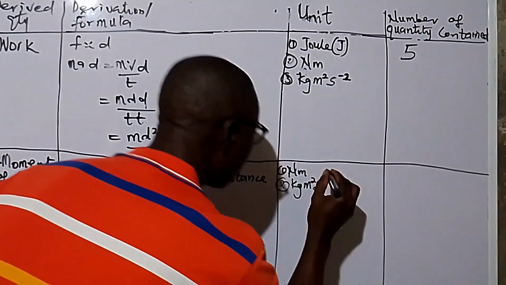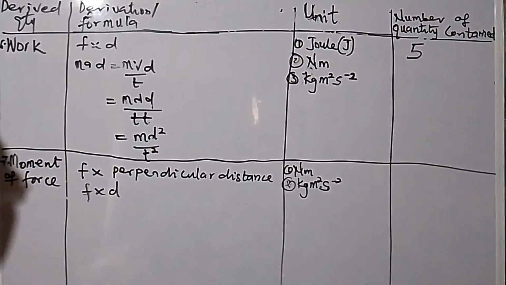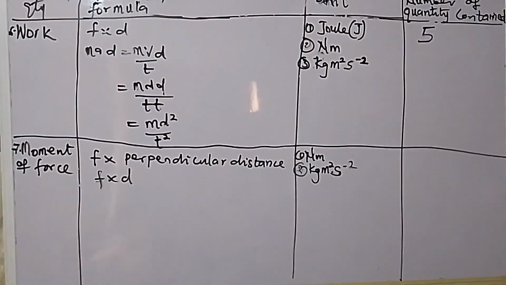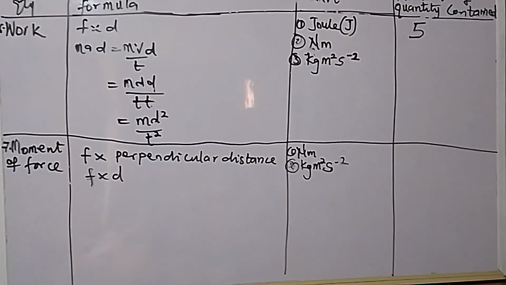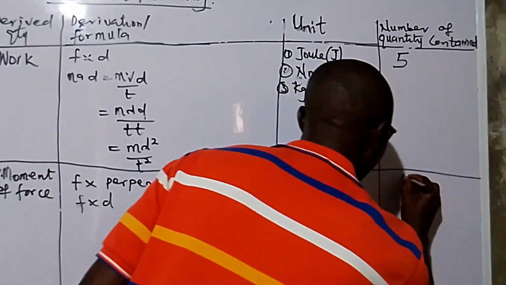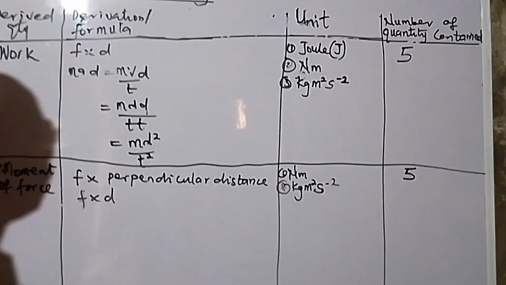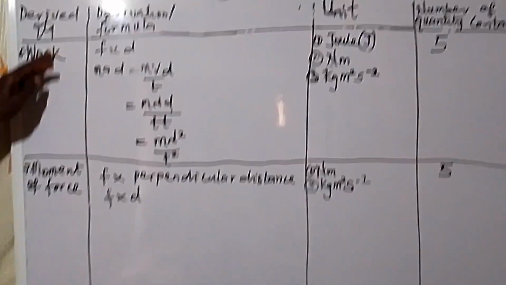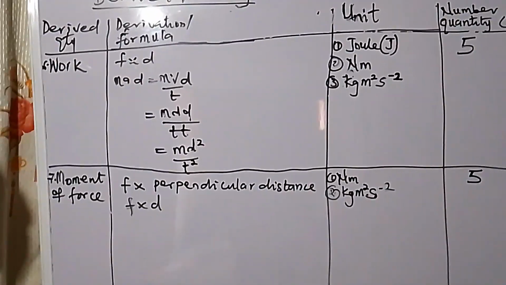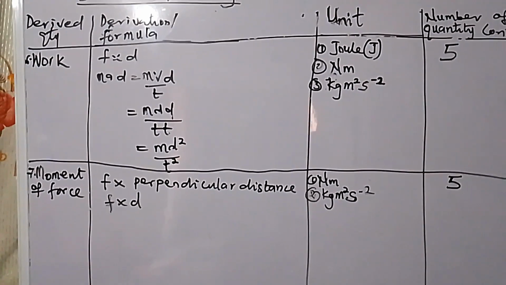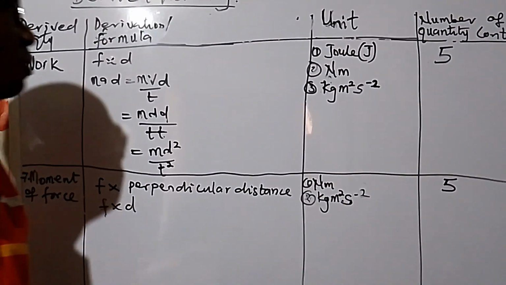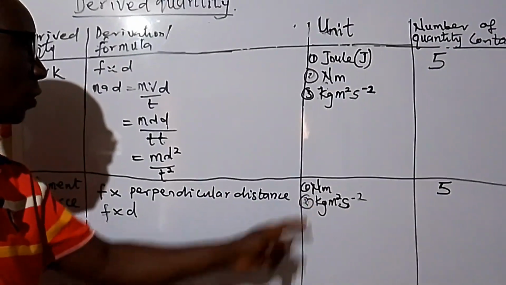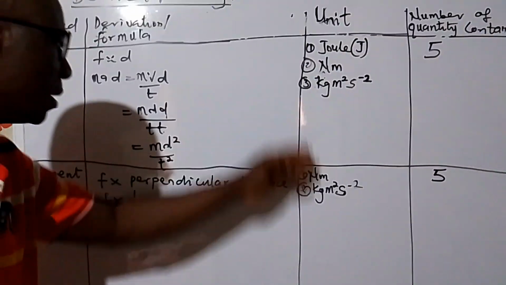Kilogram meter squared per second squared. And the number of quantities that moment of force can take will be 5. Now, note this one. You can now say that both work and moment of force can take the same unit. Look at it. But the only unit that differentiates between work and moment of force is joule. Moment of force cannot take joule as its own unit, but the other 2 units are the same.